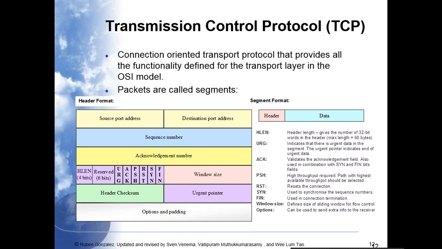Does TCP have a lot more boxes in the header? Yes, a lot more, and so it's doing a lot more stuff. So TCP is a connection-oriented transport protocol that provides all the functionality which is defined for the transport layer in the OSI model. The packets are called segments. There's a lot of stuff there. So this thing could be potentially very powerful.